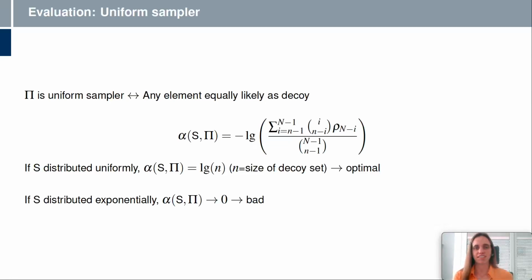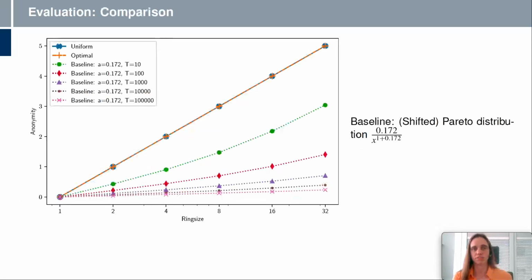And on the other side, if our distribution is exponential, then this anonymity tends to 0. So it's quite bad. This again shows us if my idea of what should be the distribution and I'm choosing a sampler accordingly is close to each other, my anonymity gets good, otherwise bad. And we can see that also if we compare some data. So this is produced data in the sense that we just draw a lot of sample rings with the according distributions.